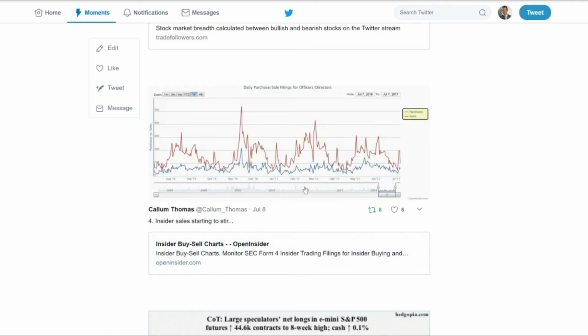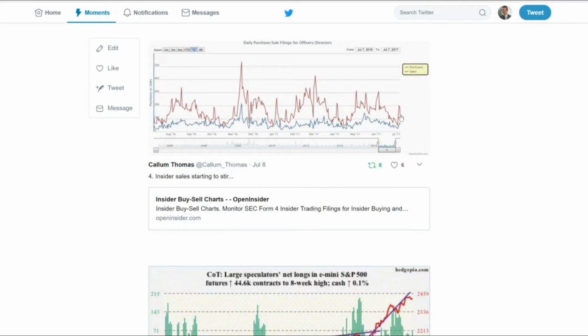Number four, insider transactions. What I'm commenting on there is that insider sales are starting to pick up. Purchases are up slightly as well. It's another one to be following. At the moment, it's not really at extremes, so it's not presenting a warning as such, but just a little bit of extra background information.